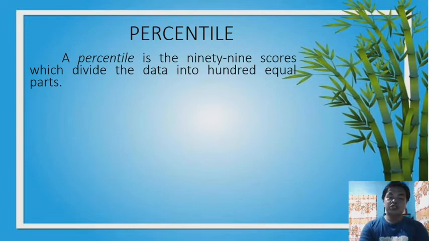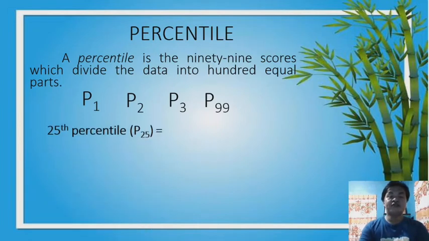It is a position measure and often uses the P symbol with a small number. The values which divide an array into 100 equal parts are called percentiles. The first percentile, denoted like this. The second percentile, the third percentile, and up to the 99th percentile.